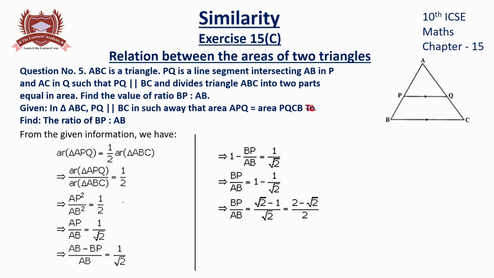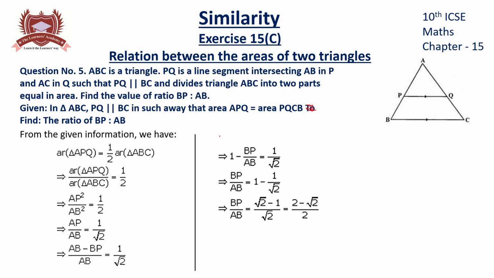Now what is the ratio of the areas of the two triangles equated to? So they should be equal to the square of the corresponding sides, that is AP square upon AB square. So AP square upon AB square will be equal to half. So we get AP upon AB is equal to 1 by root 2. Now what is AP? AP is AB minus PB or BP. So we get AB minus BP upon AB is equal to 1 by root 2.